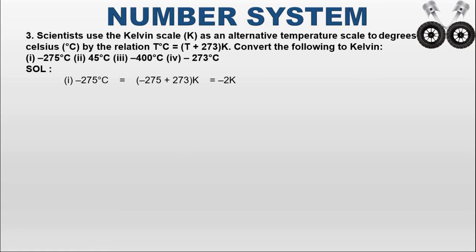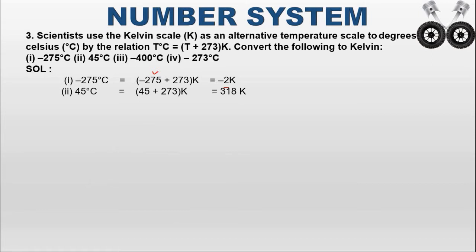We have to convert the degree Celsius into Kelvin. So what is the value for T? T is minus 275 degrees Celsius. So minus 275 degrees Celsius plus 273. Here the two integers have different signs, which means we have to subtract. Whenever I subtract, I get the answer 2. 275 is the biggest number. What is the sign? Negative sign. So that can be written as minus 2 K.